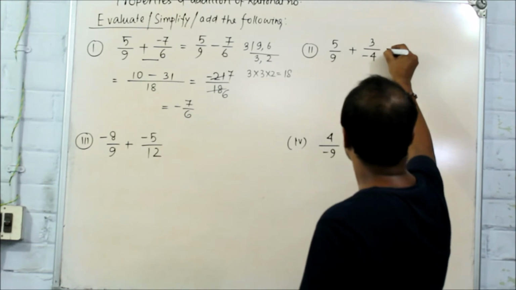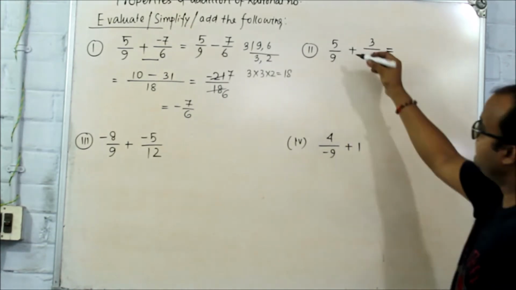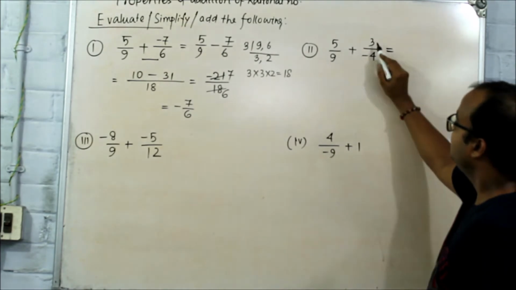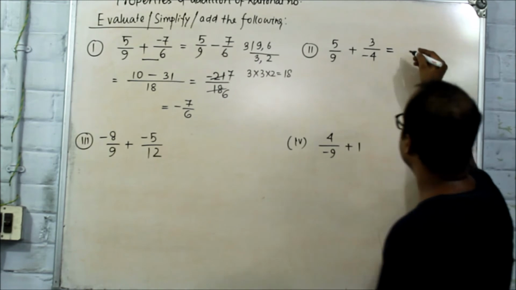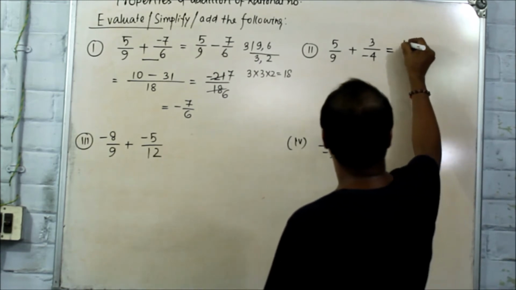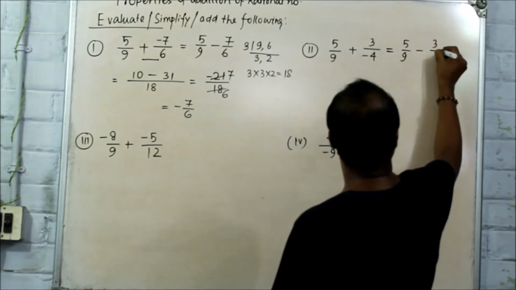Now, moving into the next is 5 by 9 plus 3 by minus 4. So first apply the sign changes. Same, 5 by 9 minus 3 by 4.